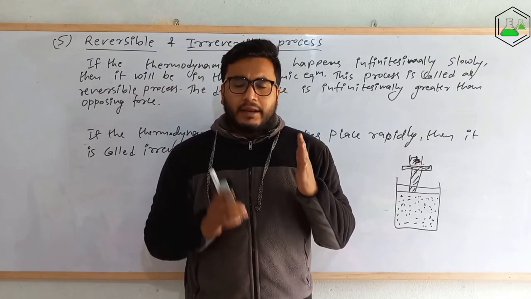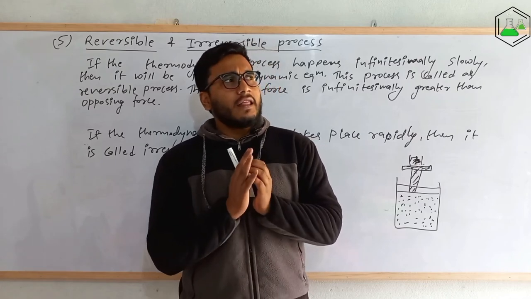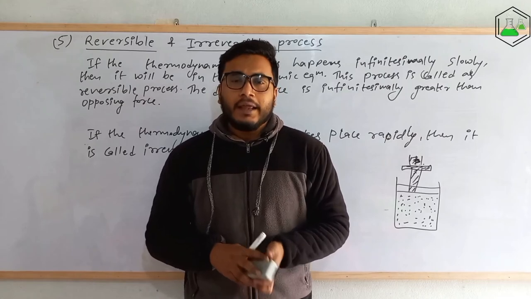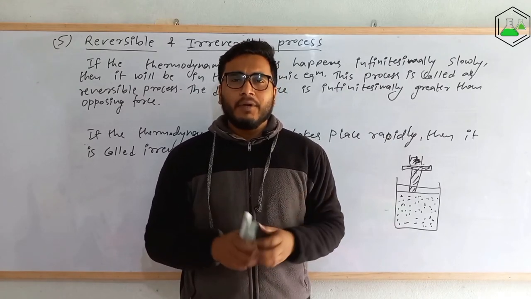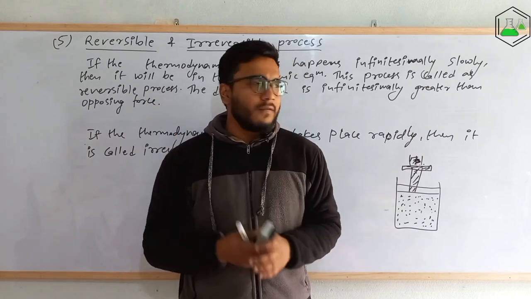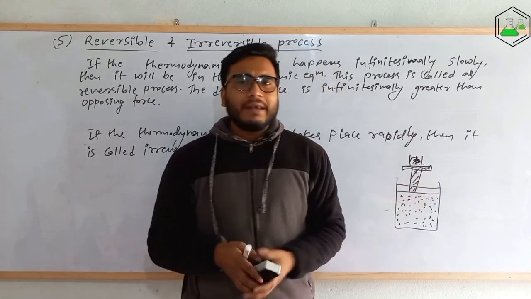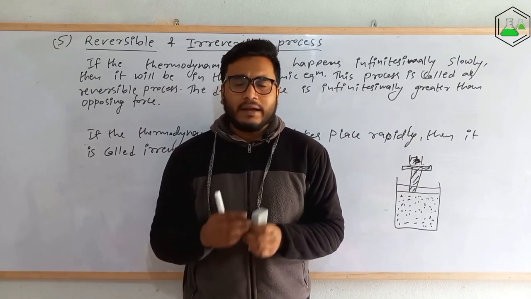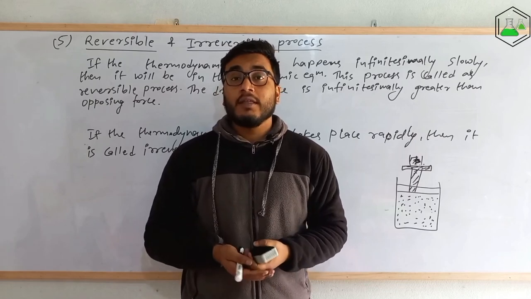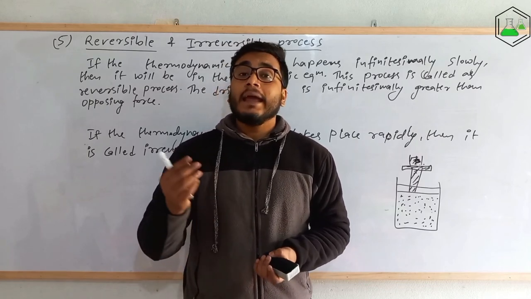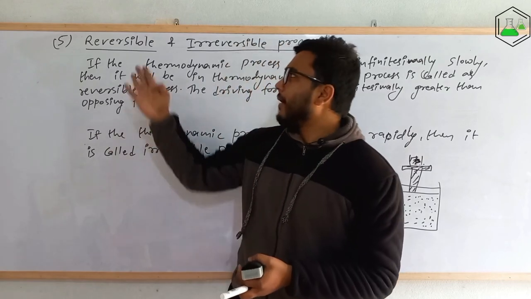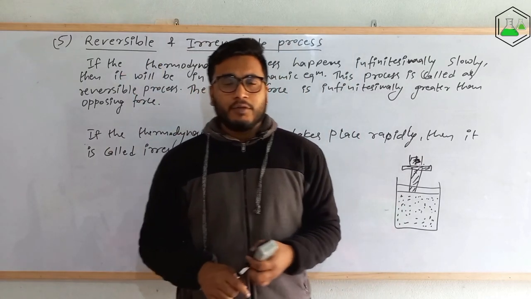Now, everything that is happening in nature is an irreversible process. Reversible process is imaginary because that takes an infinite number of steps, and that is obviously not possible, and it needs a weightless and frictionless piston. So that is not possible. Everything that is happening around us, every thermodynamic process, every natural process is an irreversible process. I hope you understood about reversible and irreversible processes as well.